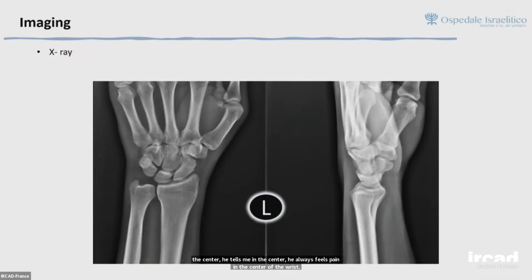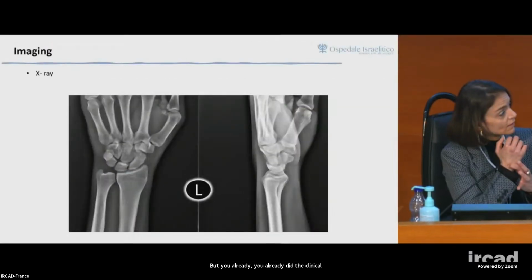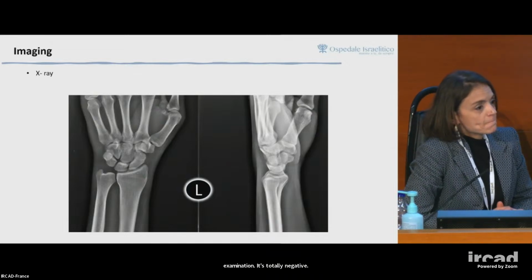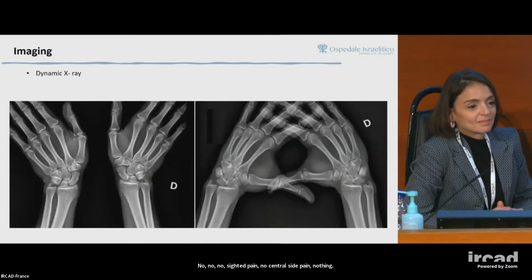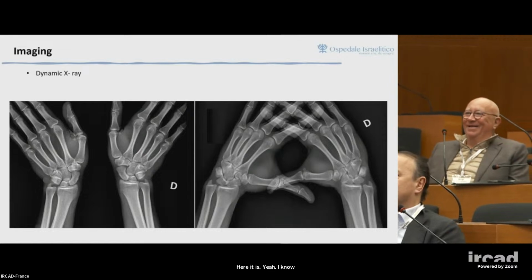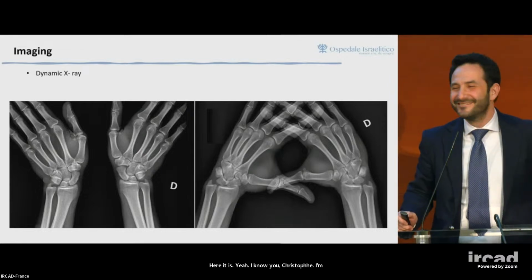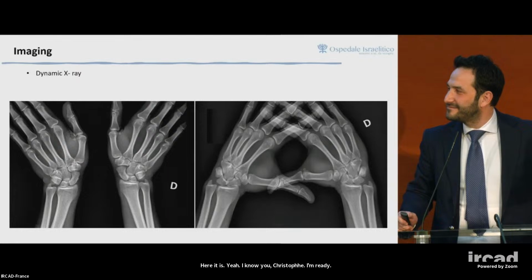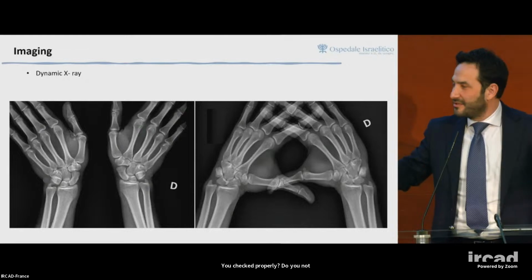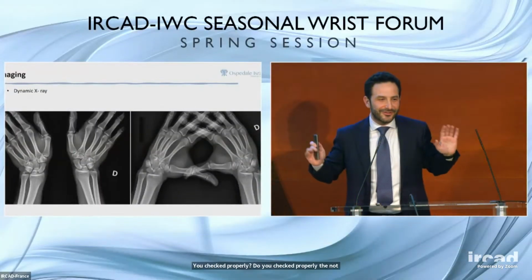But you already did the clinical examination? Yeah, I did the clinical examination. It's totally negative. No ulnar sided pain, no central side pain, nothing. Do you have comparative dynamic X-ray? Here it is. I know you, Christoph. I'm ready. Did you check properly the lunotriquetral space? I'm sorry to ask the question, because climbing... I did, I heard the risk score, so what you taught me, I did.